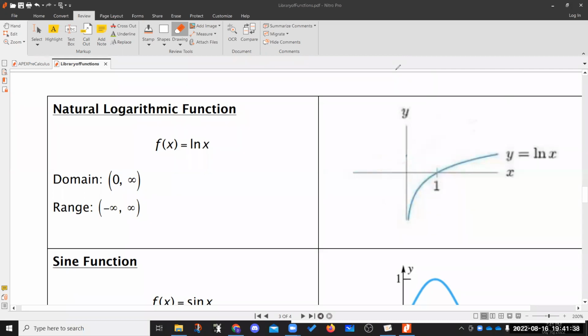Our domain here is that our x has to be greater than 0. We're not allowed to take the log of a negative number. We're not allowed to take the log of 0. We're going to go all the way to negative infinity with our range, all the way to infinity with our range.